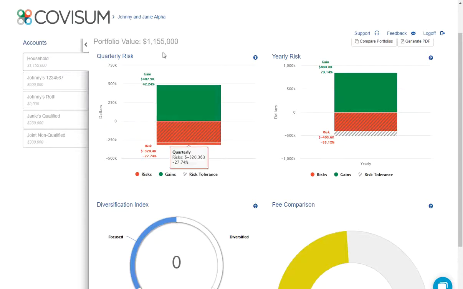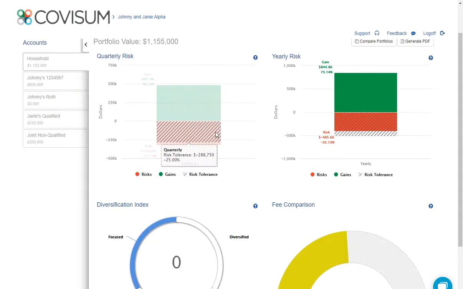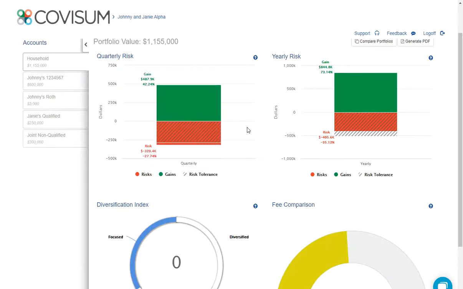And so this first chart, the quarterly risk, is all about the client's gut. Mr. Client, if you got a statement that was greater than, in this case, they said they'd be comfortable with a 25% quarterly risk. If you got a statement greater than that, that's when they start to panic. And so being able to measure the risk in the portfolio and say, how close are we to that threshold?